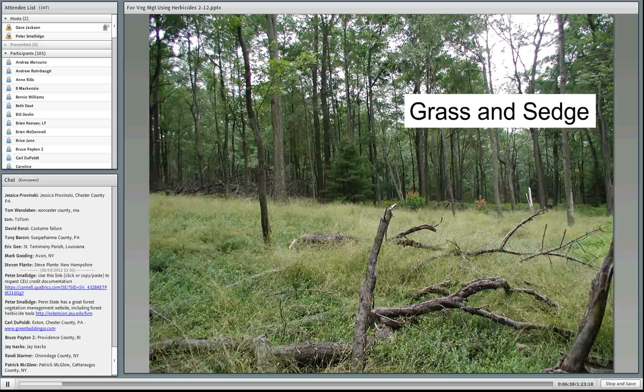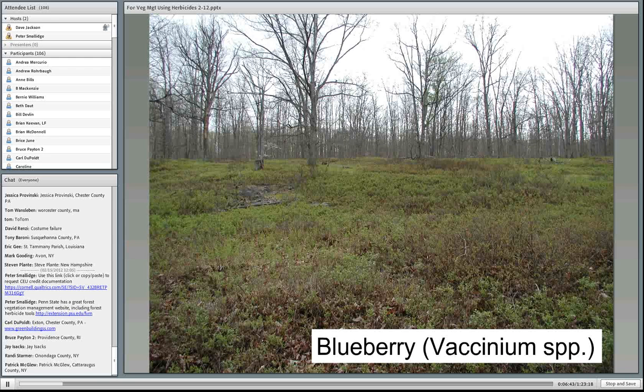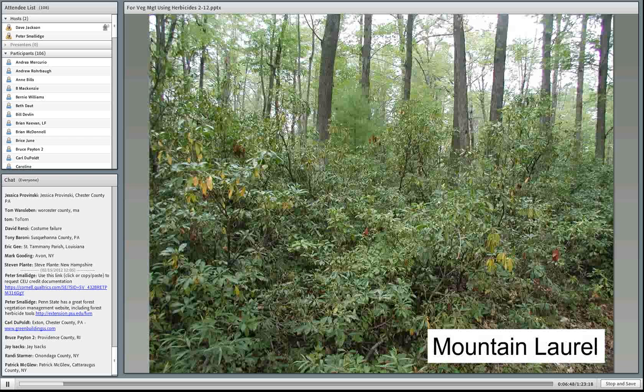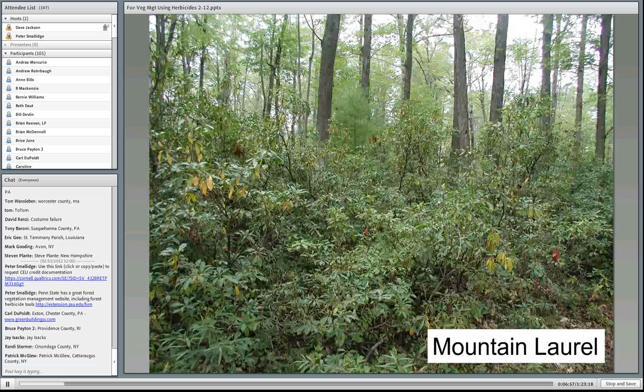Blueberry or vaccinium species. This is a low bush blueberry that's just completely taken over the understory in this photograph. Mountain laurel. We have a lot of mountain laurel in places that can be competing or interfering with what we're trying to establish, what we're trying to grow.